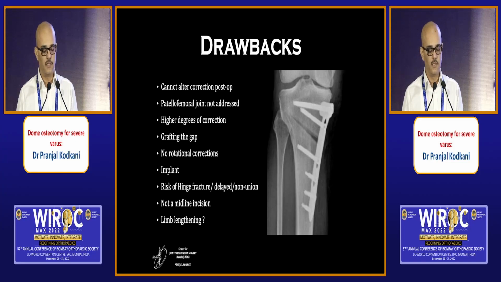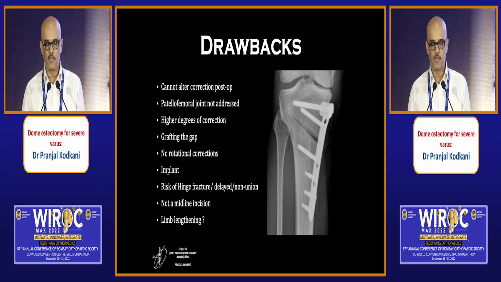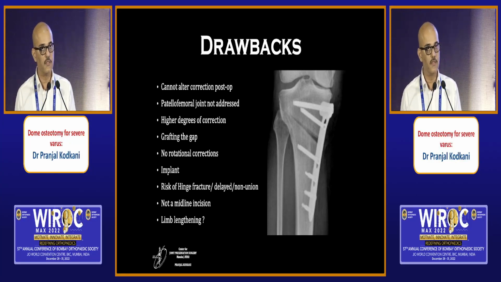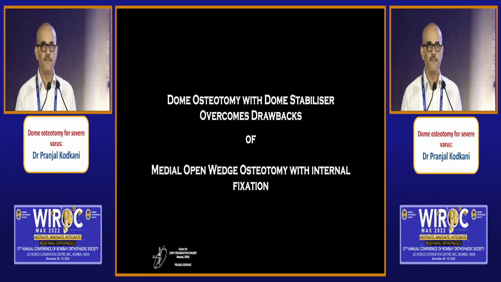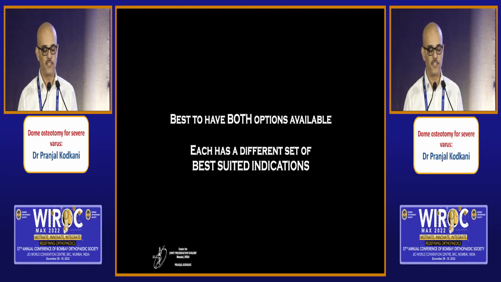Implant-related complications may occur, and if you need to do a hamstring graft harvesting, it would be difficult following this fixation. There is always a risk of hinge fracture, delayed unions, non-unions. It's not a midline incision through which we do the procedure, and for larger corrections, there may be an issue with limb lengthening. So the dome osteotomy with the dome stabilizer overcomes all these drawbacks of the medial opening wedge osteotomy with an internal fixation device.